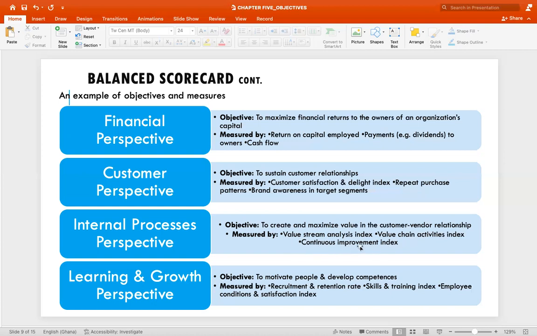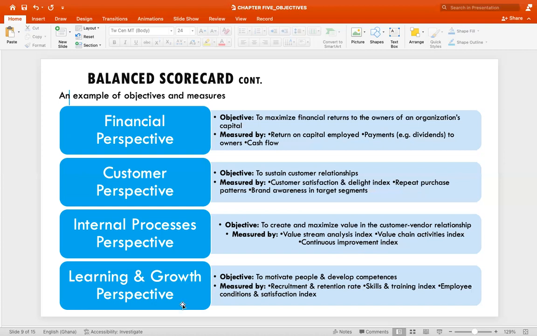All right. Then the continuous improvement index also. Yesterday also we spoke about organizational learning and the concept of continuous improvement. Always find a way to make your product or services better, okay? Because it is key in order to stay competitive in a particular industry.